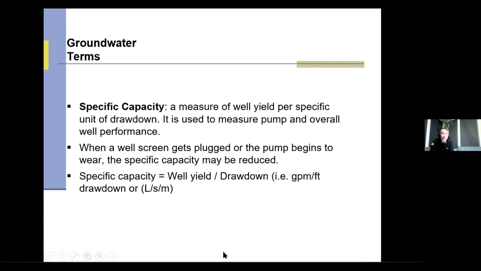The biggest one though is this one, specific capacity. This is a measure of the well yield per unit of drawdown. So that's how much water this can produce for every meter of drawdown in the well. And that's a really important one.